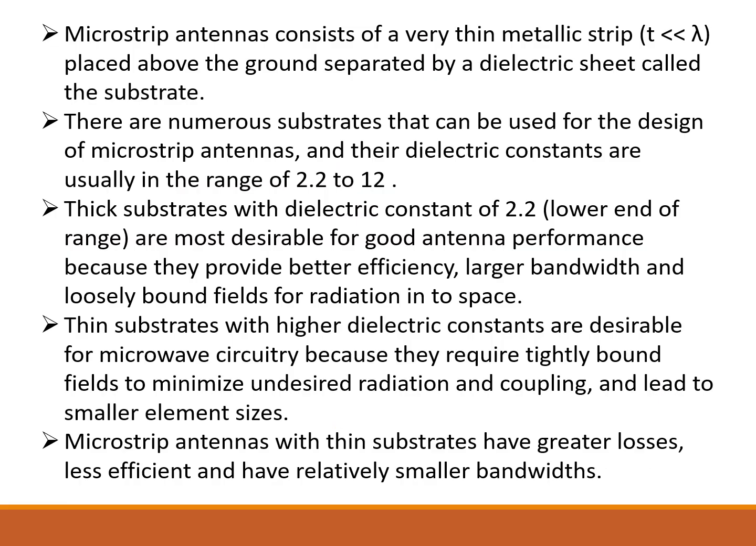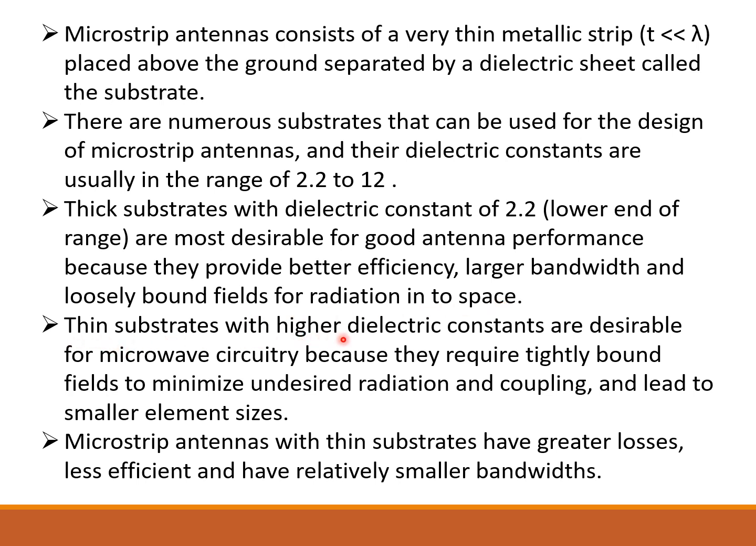Now, microstrip patch antennas consist of a very thin metallic strip, the thickness of the strip being represented as t, and it is very much smaller than the wavelength lambda. It is placed above the ground, separated by a dielectric sheet called the substrate, as I told you earlier. These substrates have dielectric constants that vary in the range from 2.2 to 12. Thick substrates with a low dielectric constant near 2.2 are more desirable for good antenna performance. Why? Because they provide better efficiency, larger bandwidth, and loosely bound fields for radiation into space.